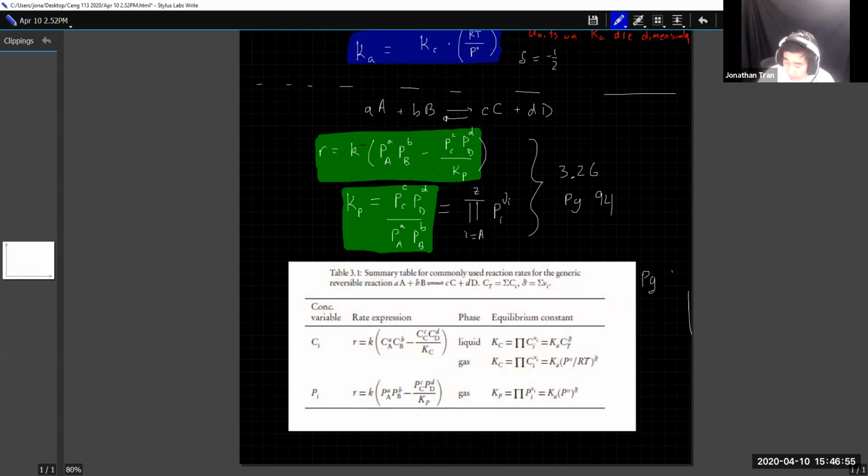And this will be a useful reference, similar to what we had for table 2.1. So that's going to be the end of material. If you have any questions, feel free to send them in now.